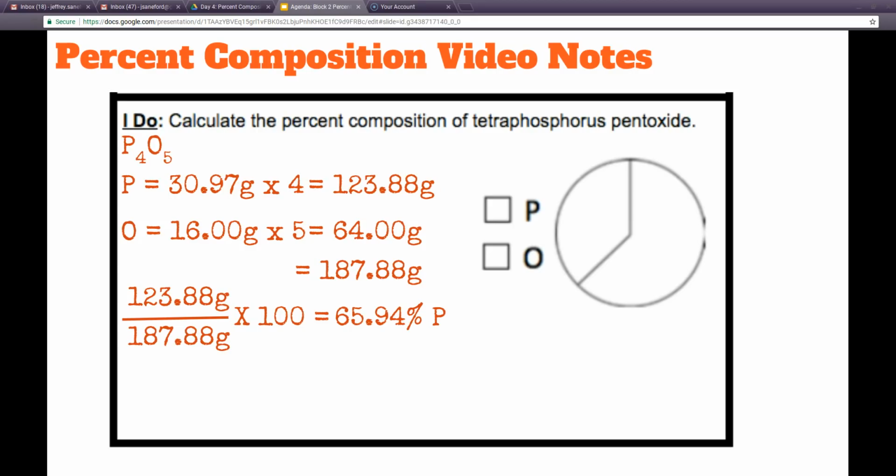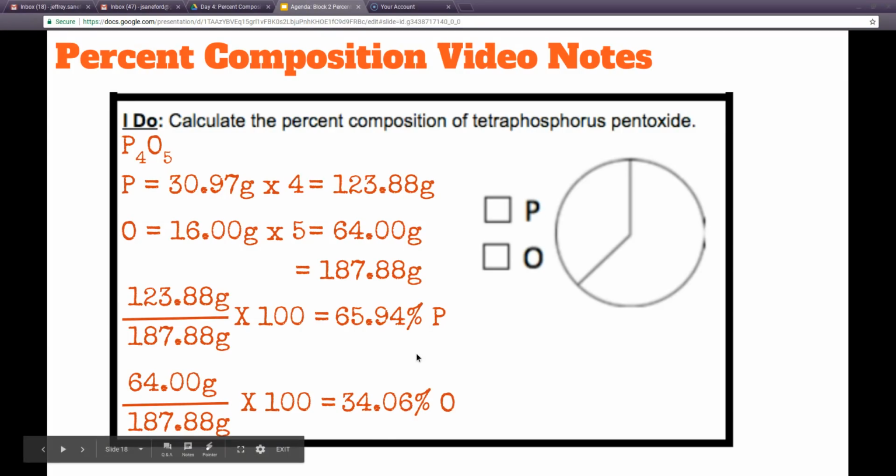And we'll have to do the same thing for oxygen. Out of the total mass, the whole mass, 187.88 grams, oxygen was 64 grams. So we're going to divide that into the whole. The part, 64, divided by the whole, 187.88, times 100 gives us 34.06%.